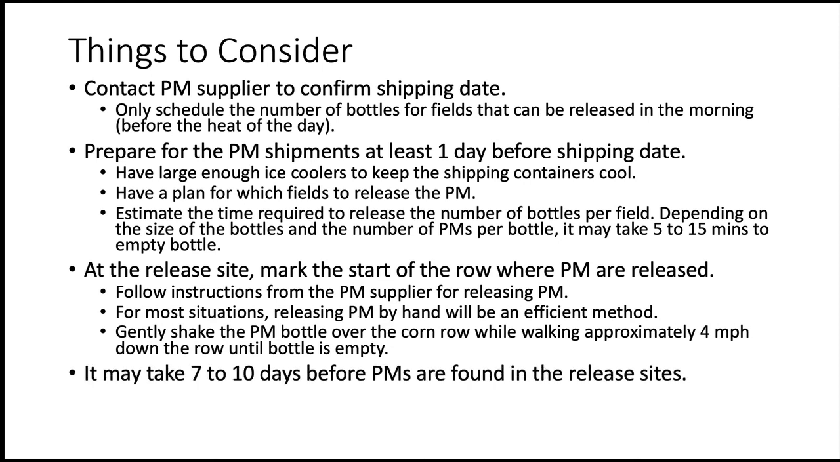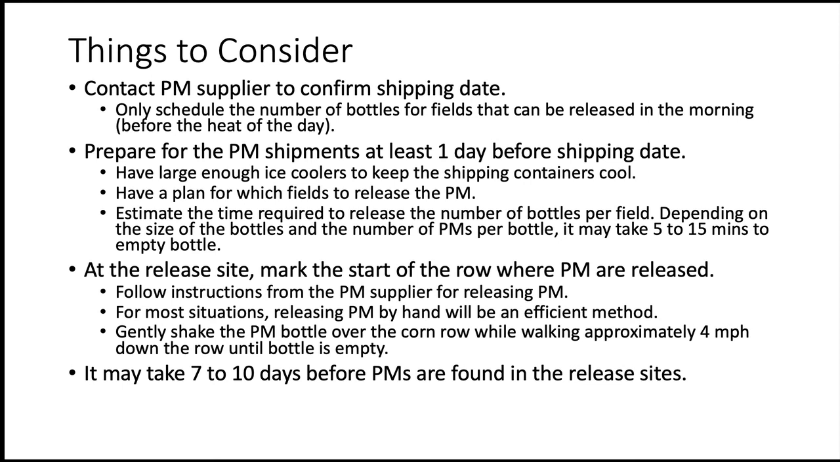So gently shake the predatory mite bottles over the corn row and you can walk approximately 4 miles an hour, and you can empty that complete bottle. What I would do after you've emptied it, go ahead and leave that bottle maybe at the base of the plant or in the whorl, because there may still be some predatory mites walking around within that bottle and in the lid. So with that, I think you would be able to get good control.